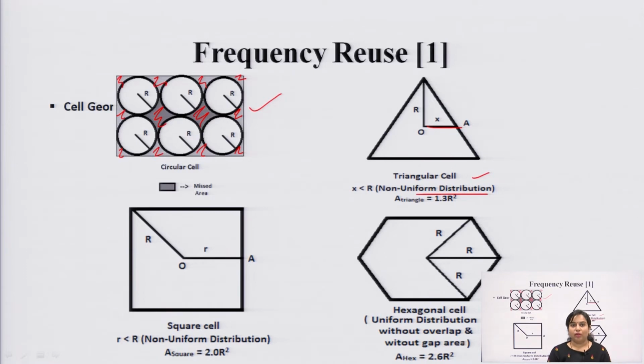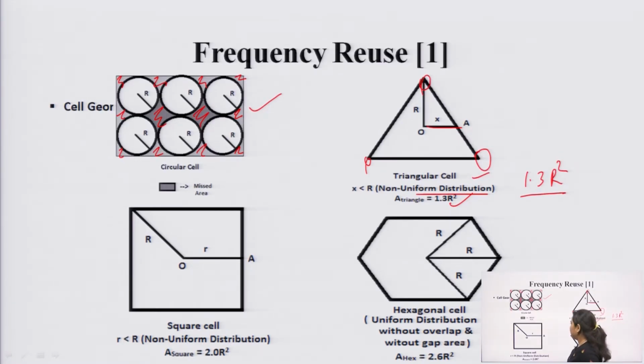But when we are talking about edge excited, meaning at this edge or this edge or this edge, if I am talking about this triangle, then antennas have to be installed there. So, it will not cover any area equally, because of the distance r and x. So, x is smaller than r, which means non-uniform distribution. Area of the triangle will be written as 1.3 r square. So, this is not accurate.